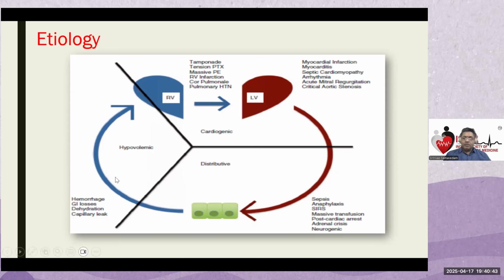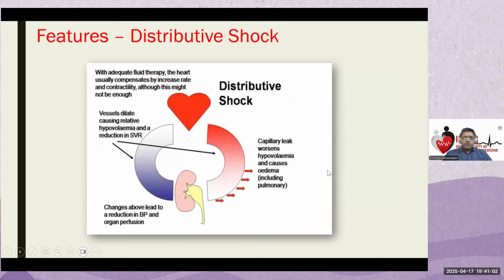When you have a patient with myocardial infarction, myocarditis, arrhythmias, aortic stenosis, cardiac tamponade, tension pneumothorax, pulmonary embolism, cor pulmonale, these are all causes of cardiogenic shock, either because of obstruction or because of myocardial weakness. So let us look at the features of a distributive shock. This is the most common type of shock which intensivists see in their practice.